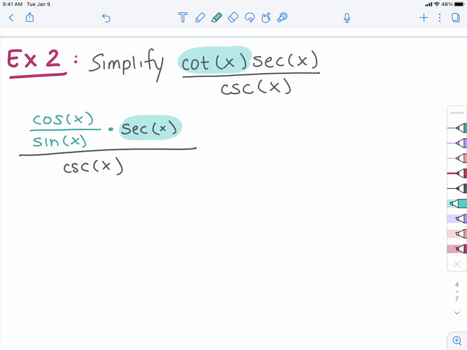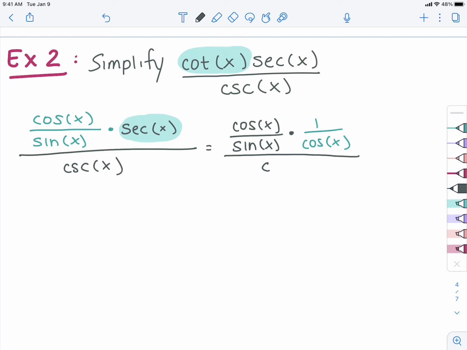Exactly. So now secant I can change to be 1 over cosine. So I end up, I'm going to keep my cosine of x over sine of x times, and now instead of writing secant, I can write 1 over cosine of x. And I haven't messed with my denominator, so that's all going to stay the same. Still a cosecant of x down there.